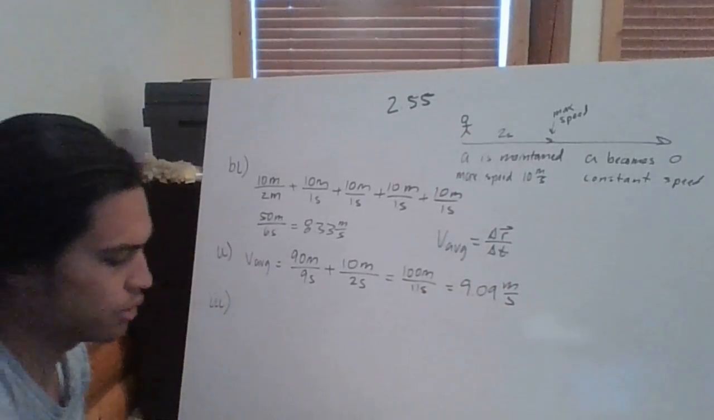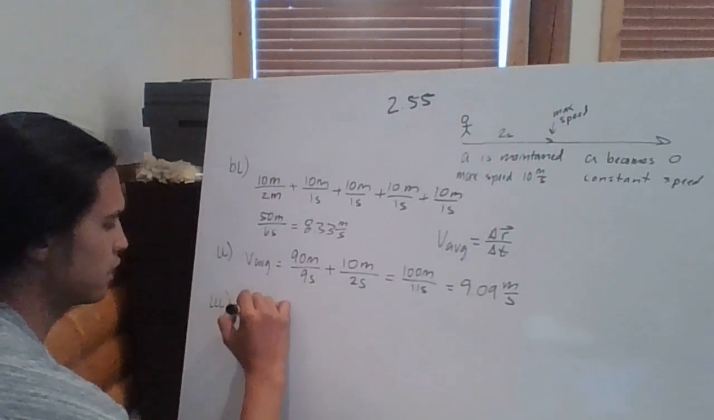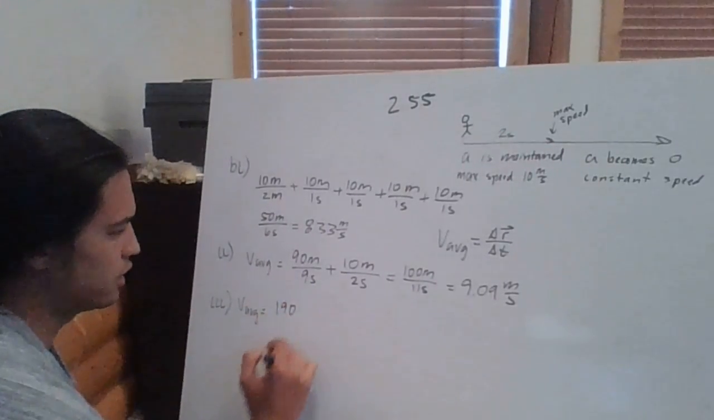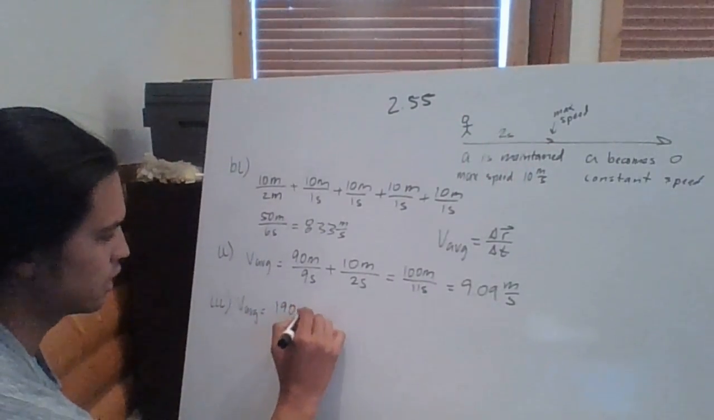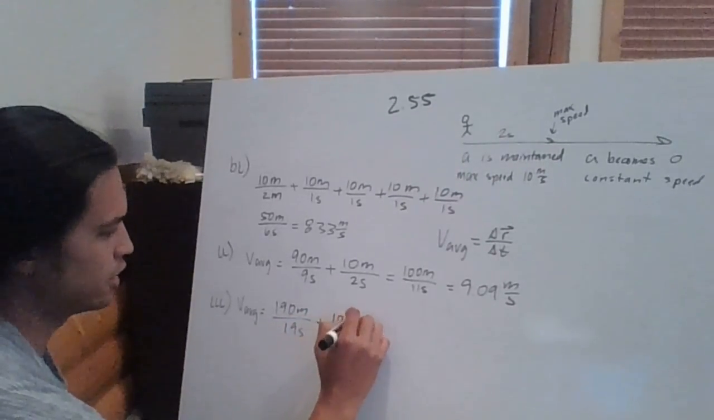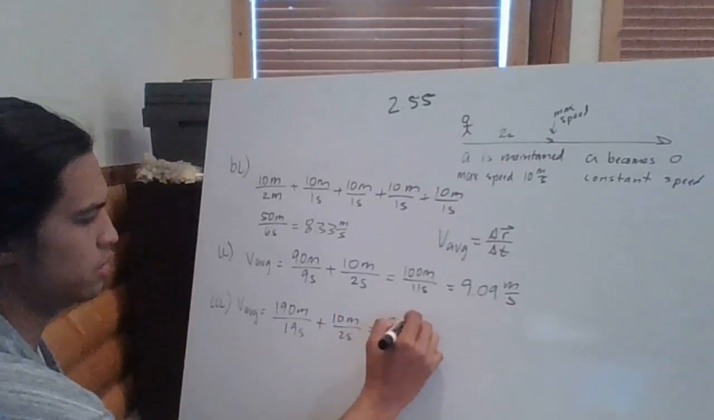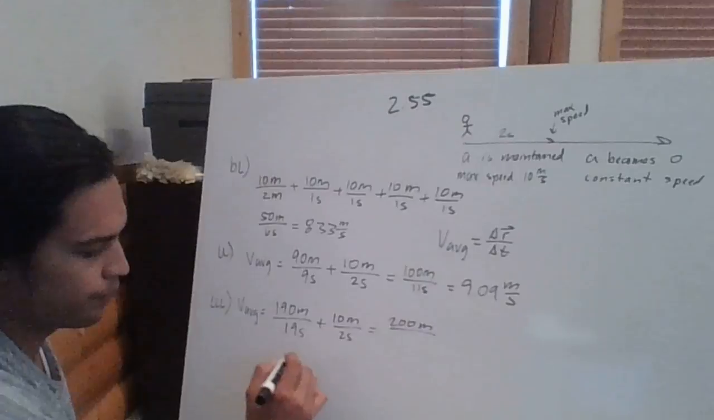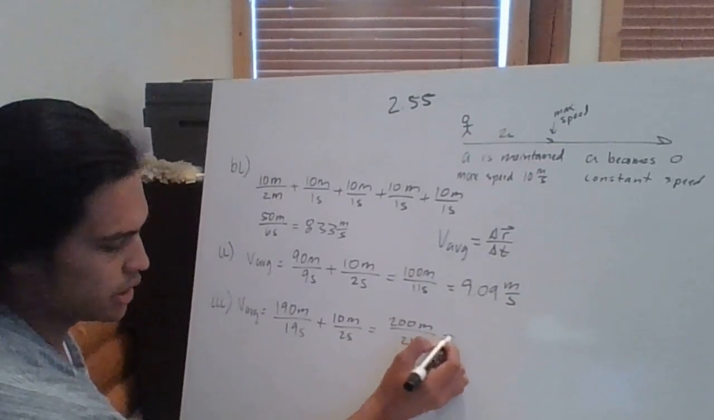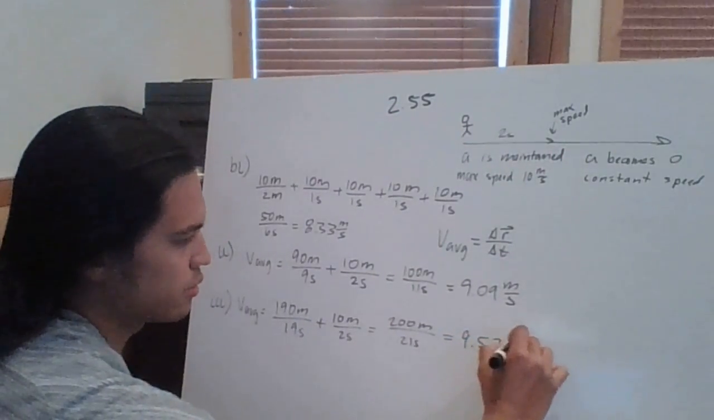And then for the last one, for 200 meters, you'll do the same thing. So 190 meters in 19 seconds plus the initial 10 meters in 2 seconds will equal 200 meters in 21 seconds, which will equal 9.52 meters per second.